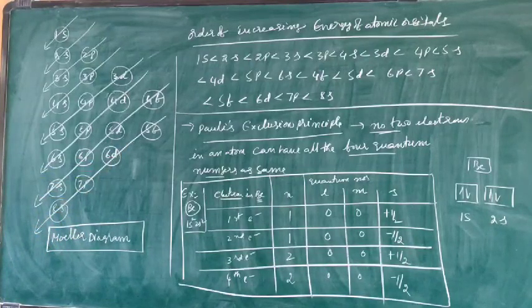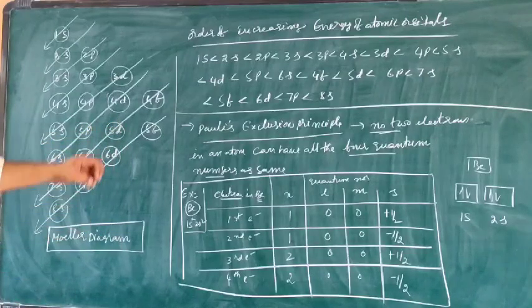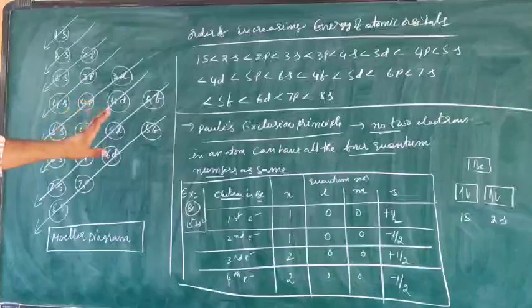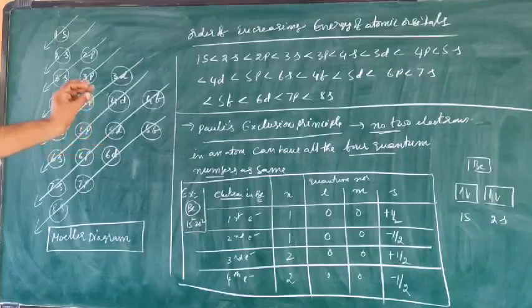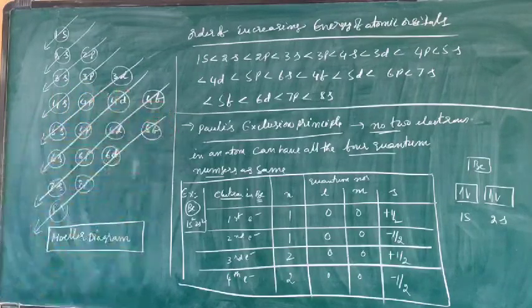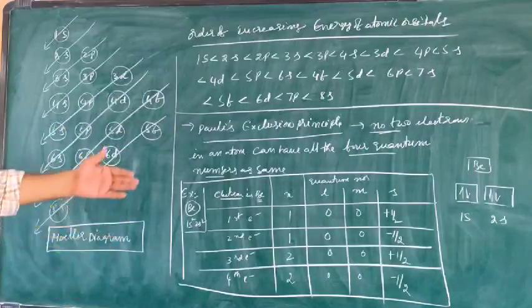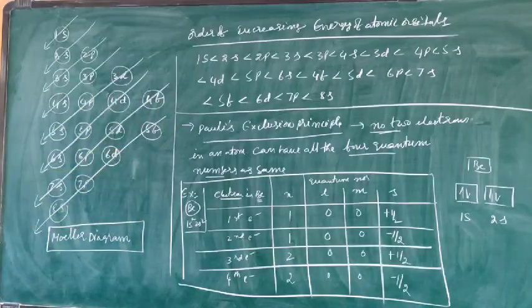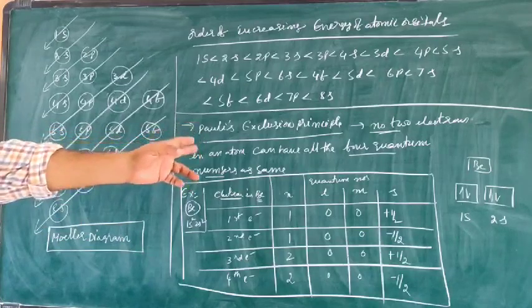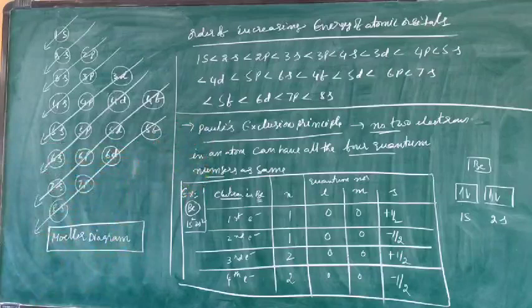Okay. Next one, Pauli's exclusion principle. No two electrons in an atom can have all the 4 quantum numbers the same. Simple logic. So let us consider beryllium, for example. Beryllium electronic configuration 1s2 2s2. 2 electrons are present in the 1s orbital. Another 2 electrons are present in the 2s orbital. So there are overall 4 electrons.